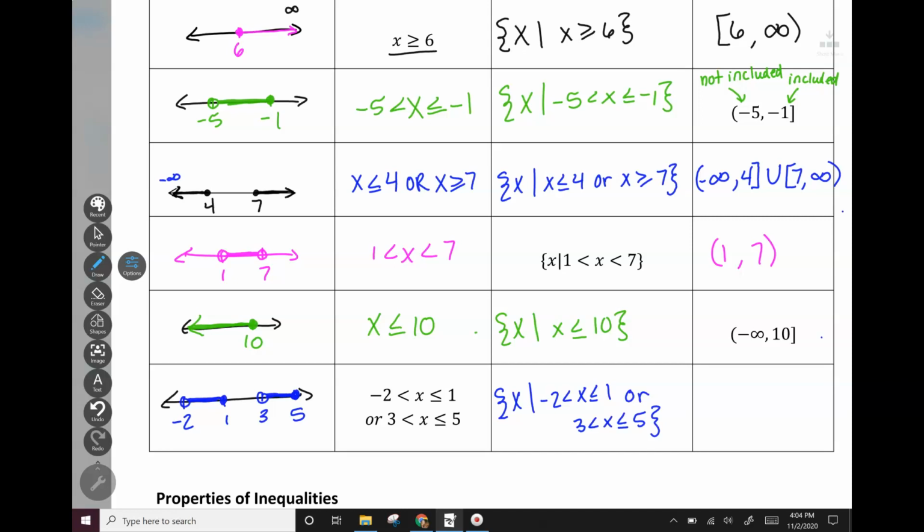And in interval, so leftmost number, -2, open parentheses there because it's an open circle, up to 1, union, parentheses, 3, 5. Okay, so going from left to right on each shaded part and joining them with that union symbol.